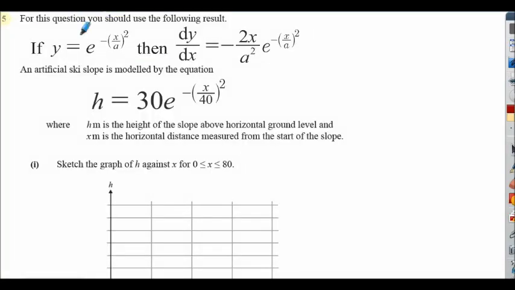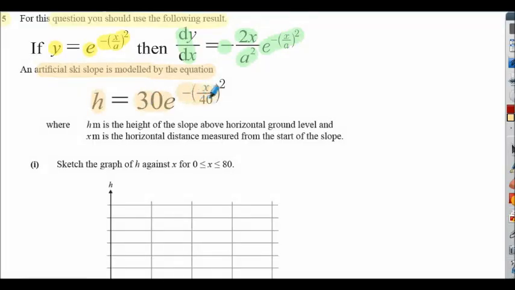Question 5 stated that for this question we should use the following result, given y is equal to e to the negative x divided by a, all squared. The first differential is of the form shown here, so we can assume this in our calculations. And we're given an equation for our ski slope, the context of the question, shown here.